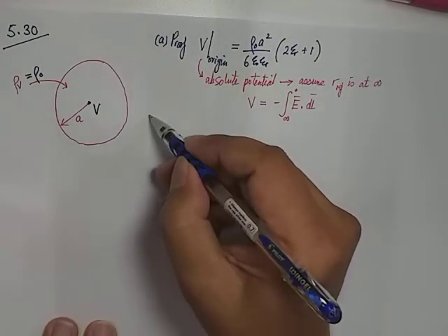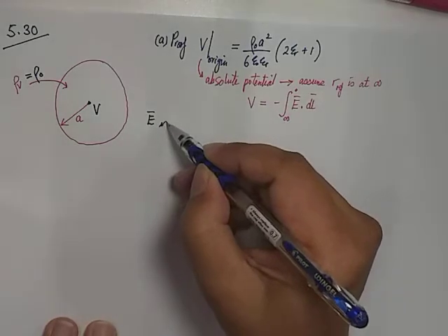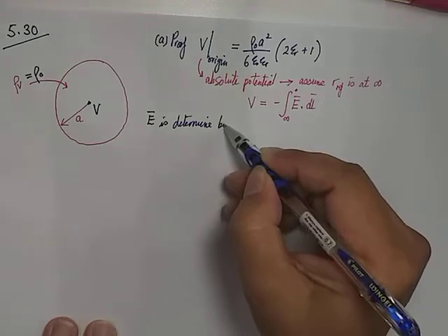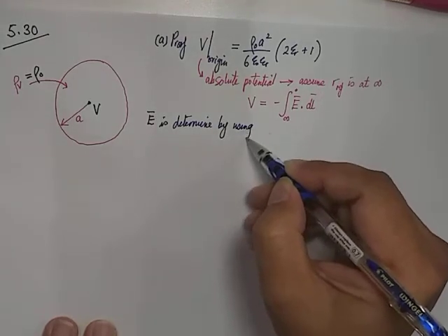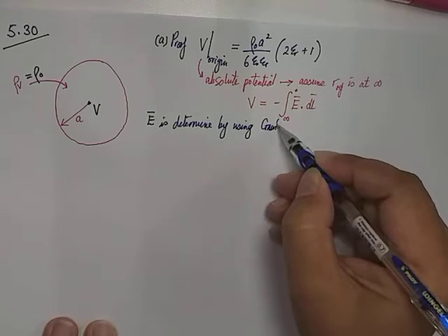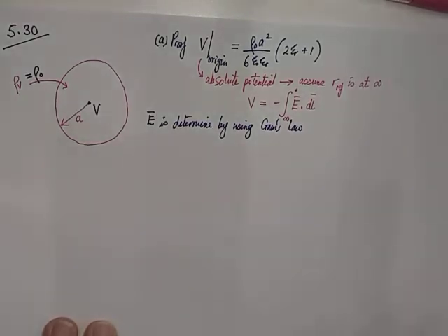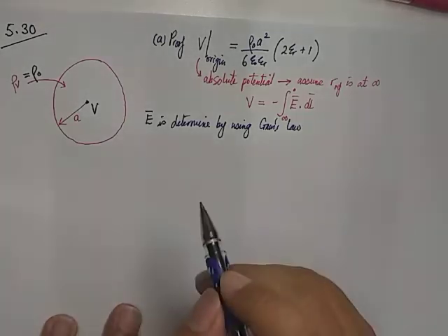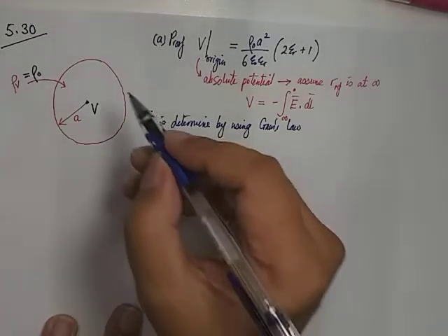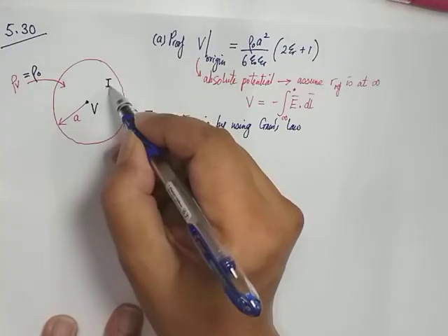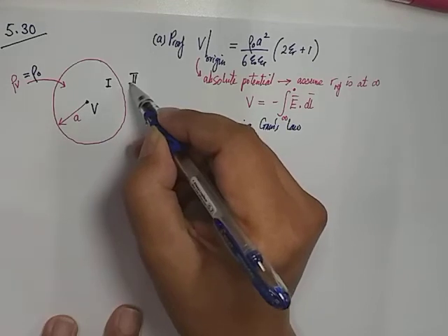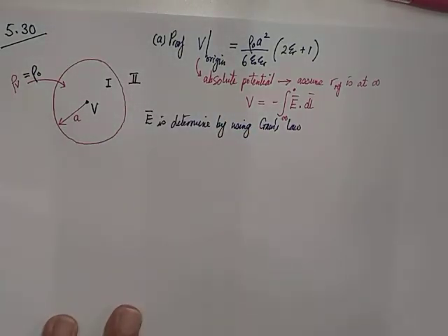So I'm going to put now E is determined by using Gauss law. Okay, that's what we are going to continue using. For Gauss law, we have to label the region properly. I can see there are two distinct regions, region number 1, which is r smaller than a, and region number 2, which is r greater than a. So therefore I have two regions here.